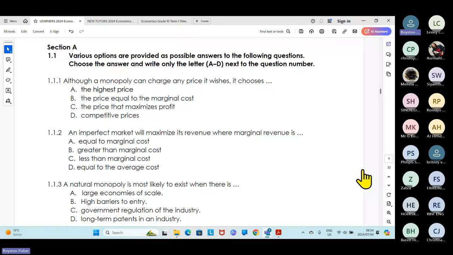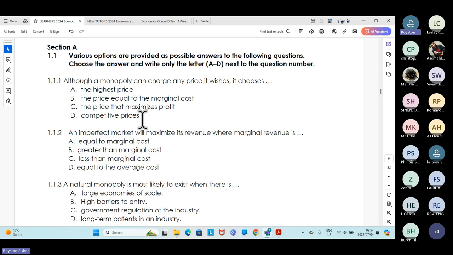Right, thank you for your answers. Let's compare. So in 1.1, although a monopoly, we all know a monopoly is a market structure where there's only one seller and many buyers, can charge any price it wishes. It chooses A, the highest price, B, the price equal to the marginal cost, C, the price that maximizes profit, and D, competitive prices. So let's look at the answers. Andrew says C. Fidel also says C. Santa Claus says C. Buren says B. And that's the answers received so far.